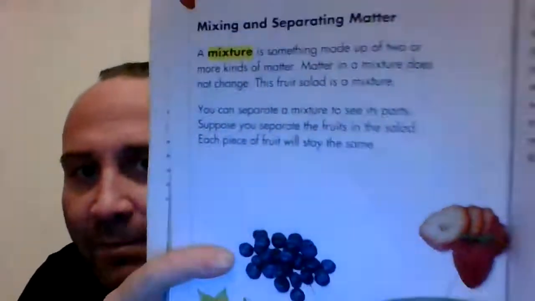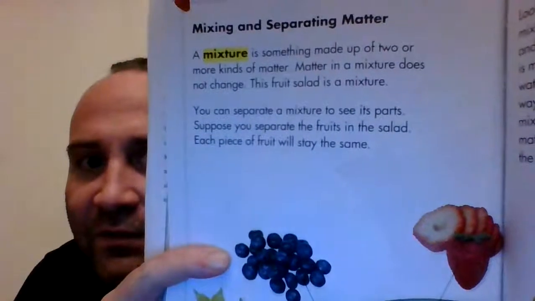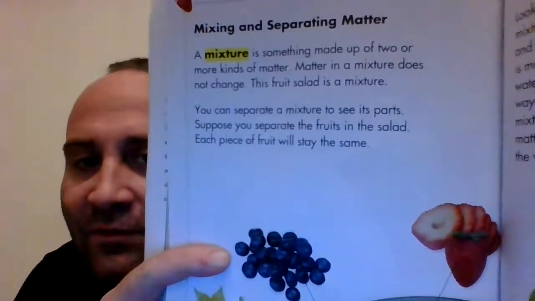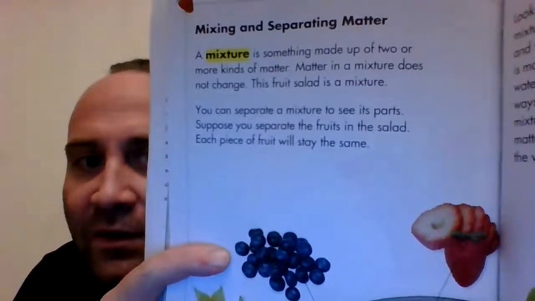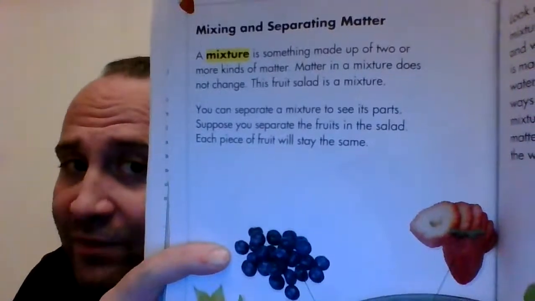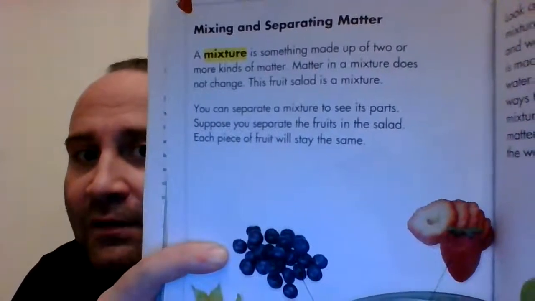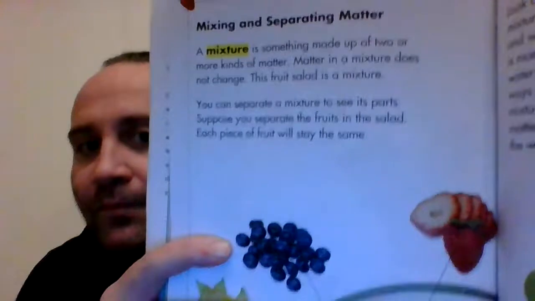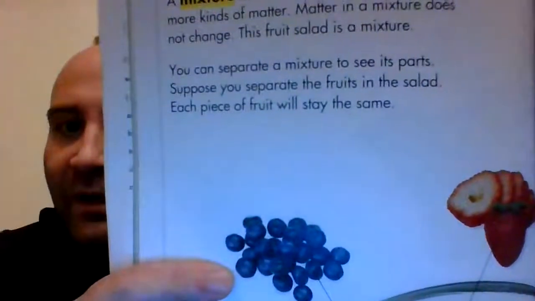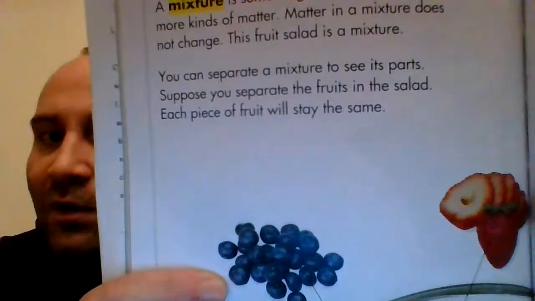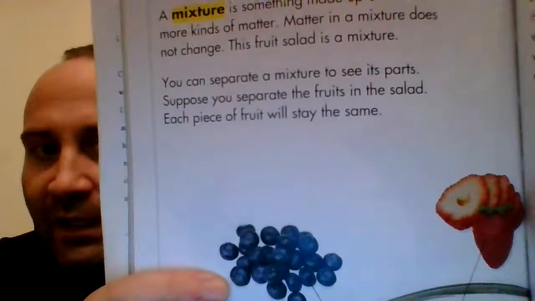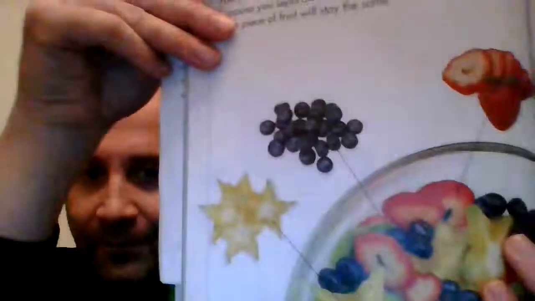Mixing and separating matter. A mixture is something made up of two or more kinds of matter. Matter in a mixture does not change. This fruit salad is a mixture. You can separate a mixture to see its parts. Suppose you separate the fruits in this salad. Each piece of fruit will stay the same.